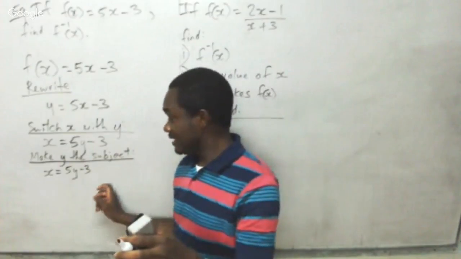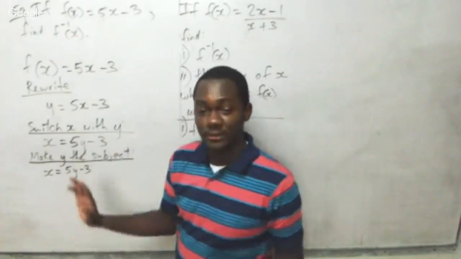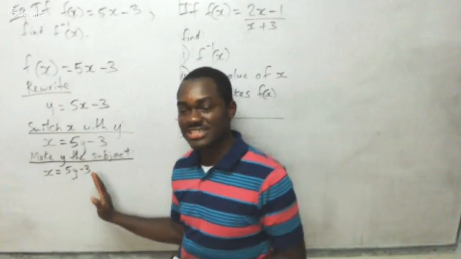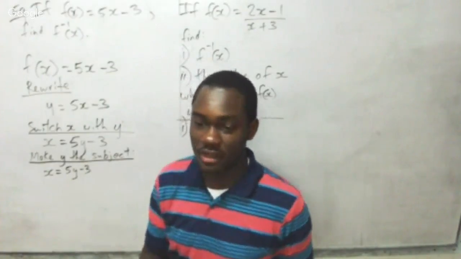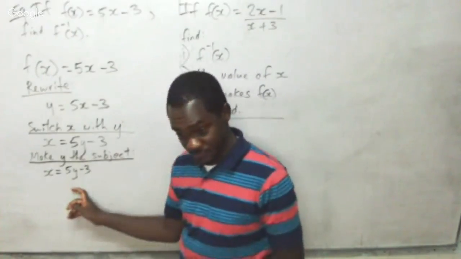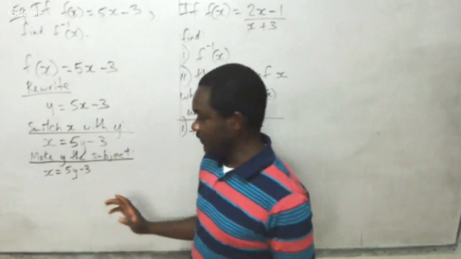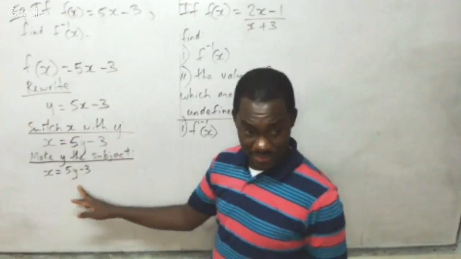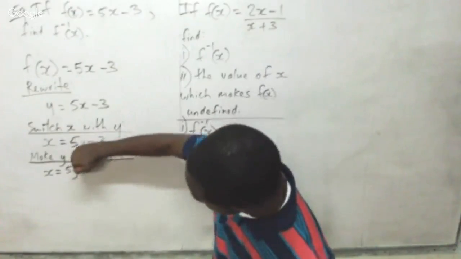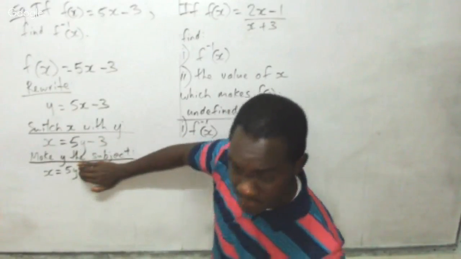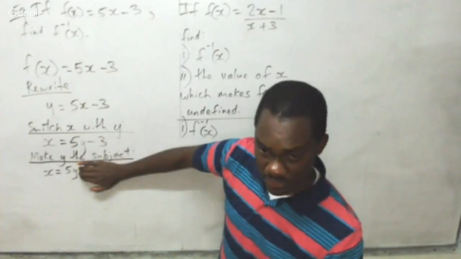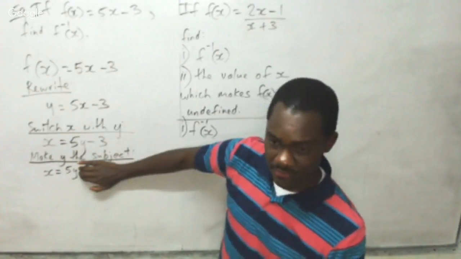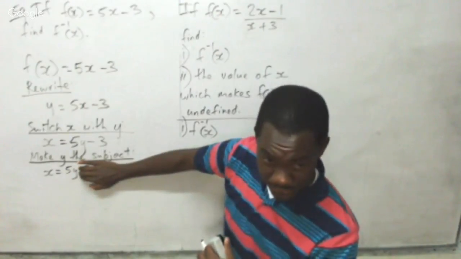So before we can get y by itself, we have to go in stages. There's no single operation that can get y by itself here. All right, so the first thing we need to get rid of is the negative 3. You see, it's negative. So when we get rid of the negative 3, what would we be left with? 5y. And to get rid of the 5, we're going to divide, because 5 is being multiplied by y.